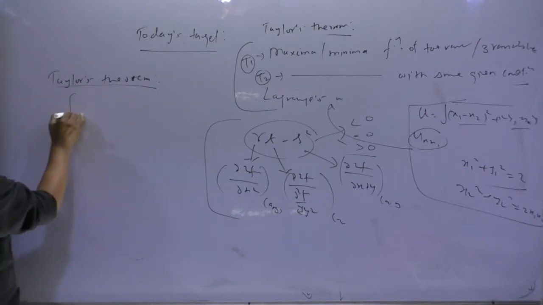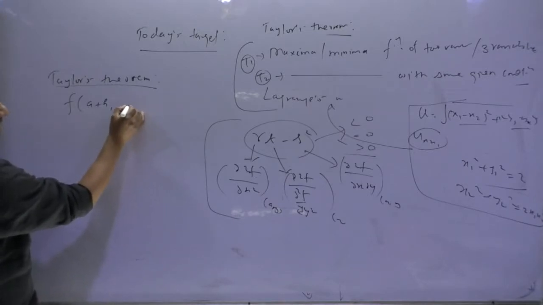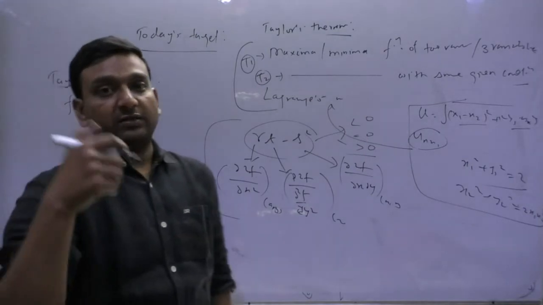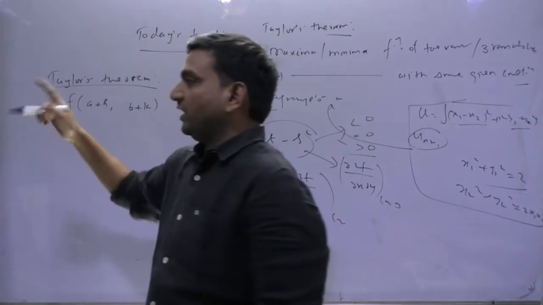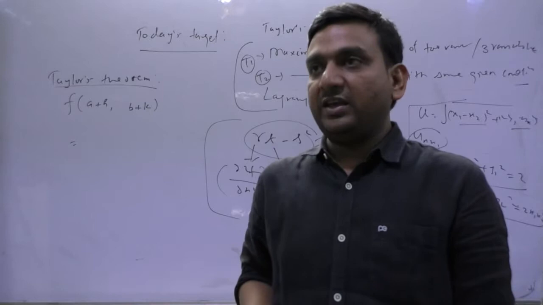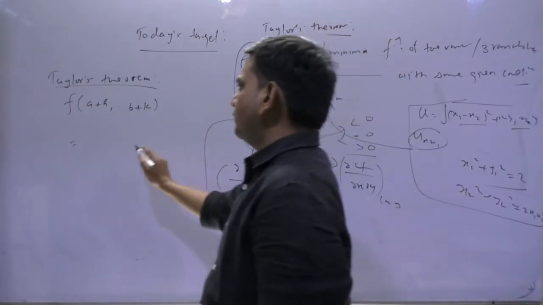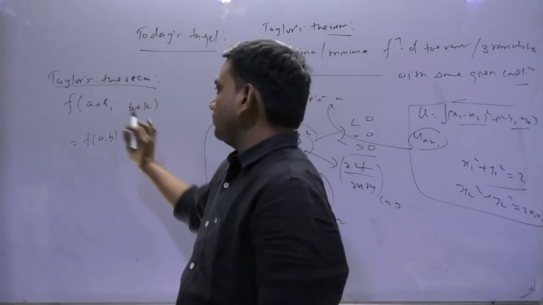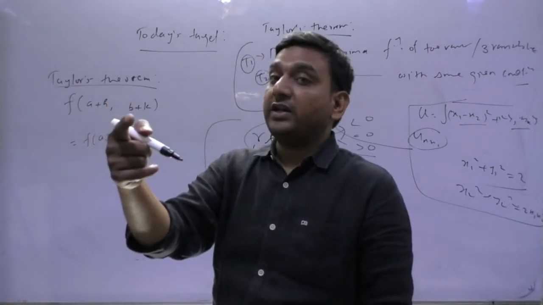We are trying to approximate some f of x, y at the point; in the single variable case it is f of a plus h. Here it is f of a plus h, b plus k. There it was expanded as f of a plus h into f dash a plus h square by factorial 2 f double dash a. In the same manner here also, what will we have? f at a, b, because the point is a, b. The next part was the first order derivative.